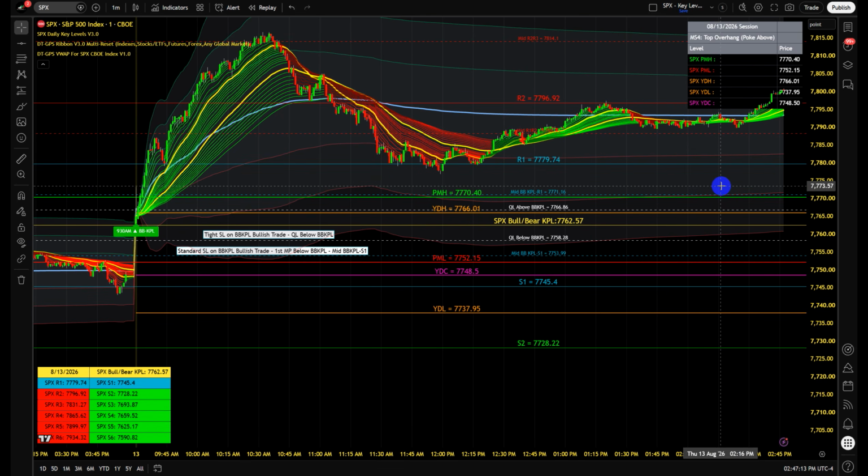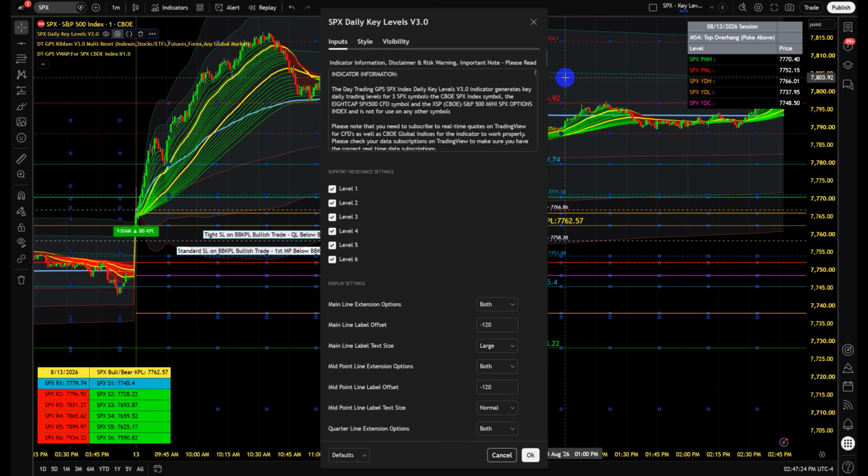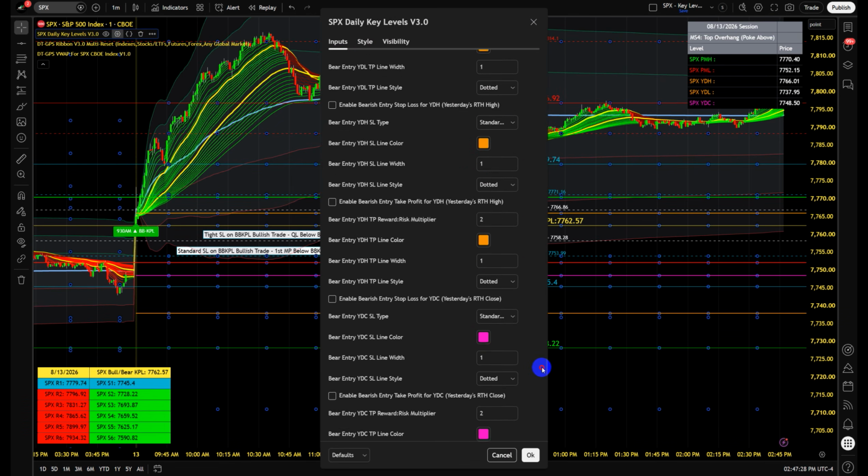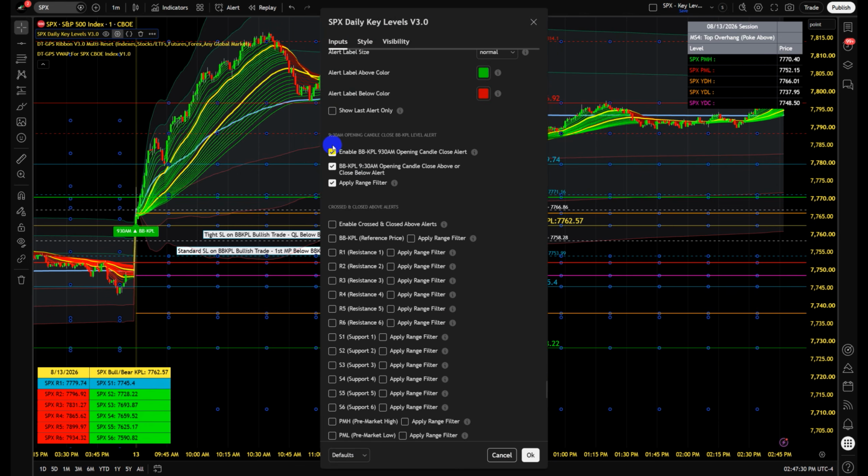Okay, so we're on a 1-minute chart. We have the open here, which is the 9:30 a.m. open. We have our BBKPL alert. The BBKPL alert is found here in the user control panel. Go down to the alert section, enable BBKPL 9:30 opening candle close alert, candle close above or candle close below alert, and apply range filter.